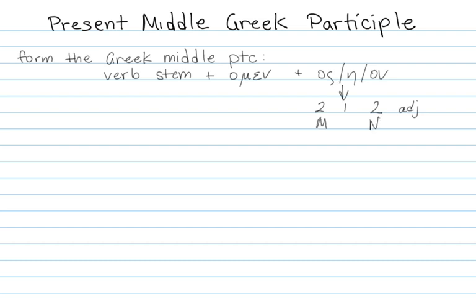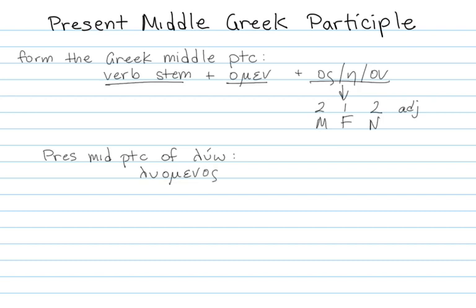So 2-1-2, if you recall, means that the masculine and neuter follow the second declension and the feminine follows the first declension. So let's make ourselves a participle out of luo, which means I loosen. We're going to take the verb stem, lu-, plus -omen-, plus the endings -os, -e, -on. I'm going to write all three out separately, so luomenos, luomene, and luomenon, so that we can talk about accent rules. Just like every other 2-1-2 adjective, these are all nominative singular forms. The first is masculine, the second is feminine, and the third is neuter.